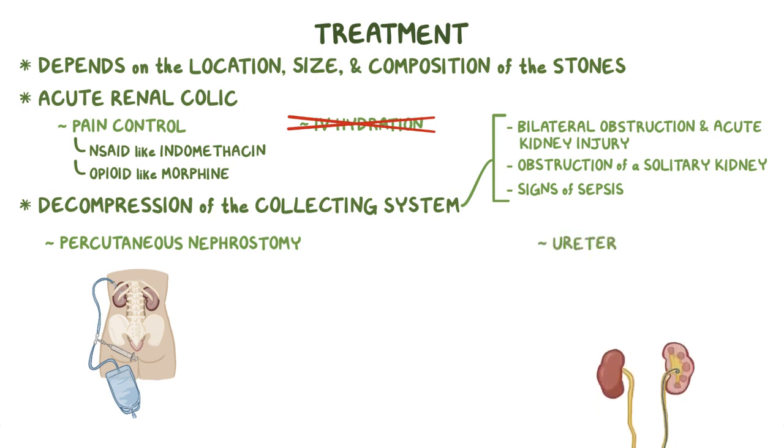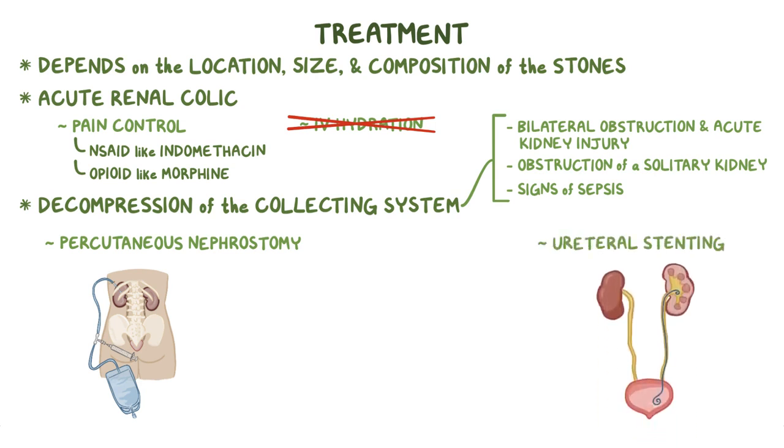Another option is ureteral stenting, which is when a cystourethroscopy is done. This is when a flexible tube is inserted through the urethra into the bladder. Once inside the bladder, the affected ureter is identified and a guide wire is passed through the affected ureter and into the kidney. A stent is then placed over the guide wire and pushed into the ureter, allowing the flow of urine.